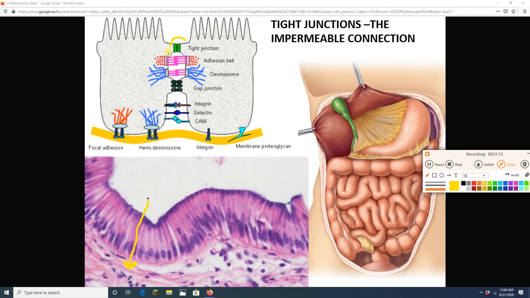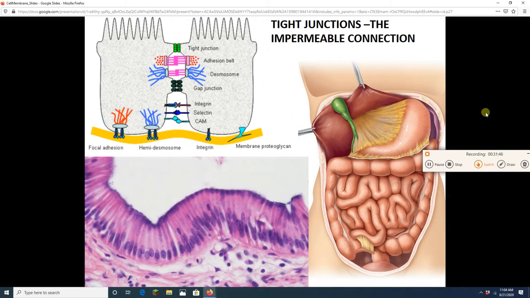So what we do is we stick a tight junction between the two cells, makes it more or less impermeable so that things cannot sneak through. Tight junctions are abundant in the epithelium of our small intestine. All right, that is one of the major ways we join cells together.